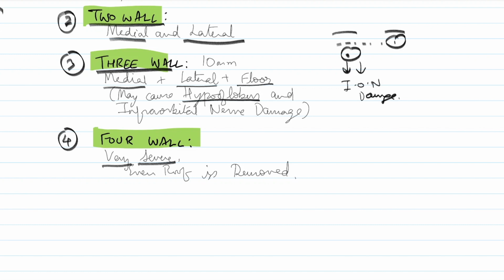Then the 4 wall is only to be done if it's a very severe complication and you have to do the orbital fat removal. In this, even the roof is removed, obviously.